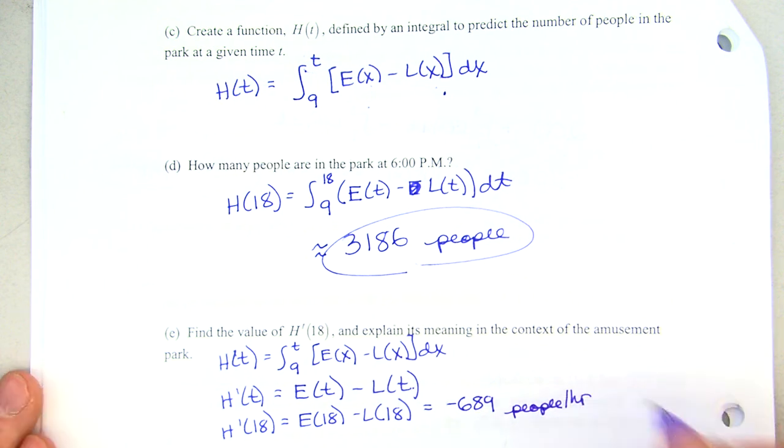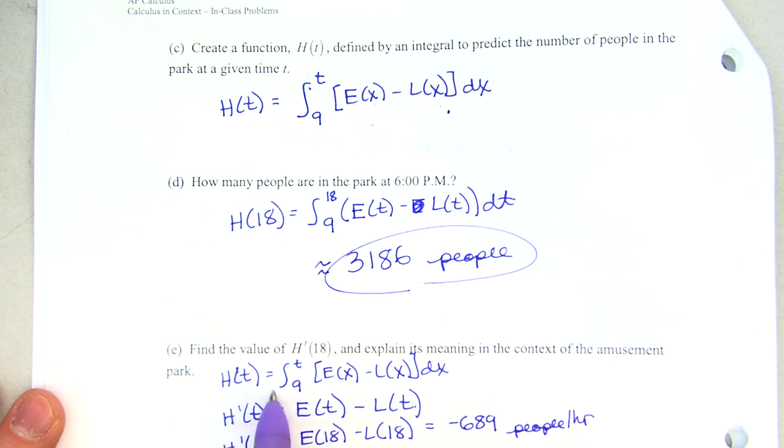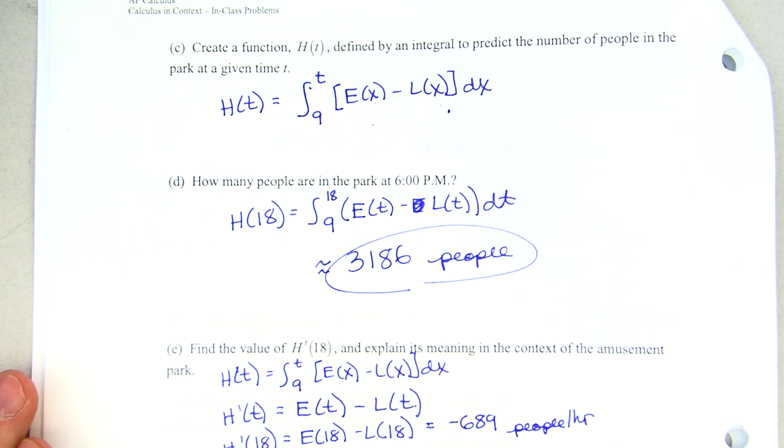Why is h prime of t just e of t minus L of t? I'm trying to find the derivative of my function defined by an integral. The second fundamental theorem of calculus says the derivative and integral cancel, and we just get the stuff that was inside the integral with the t plugged in. That's our second fundamental theorem of calculus.